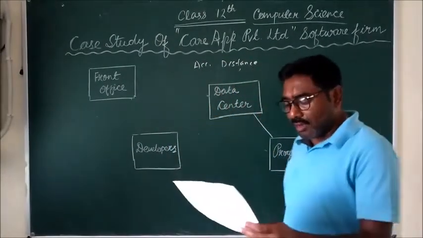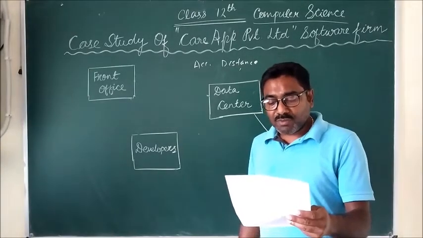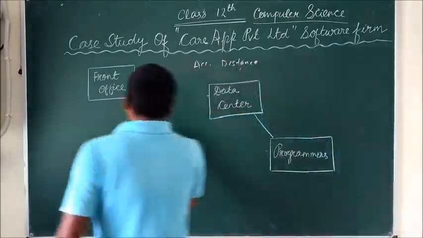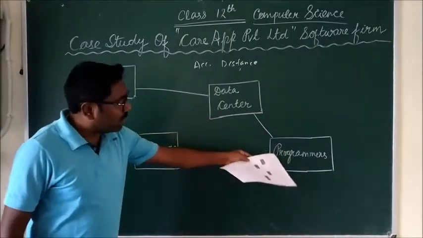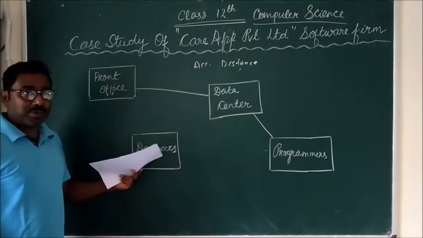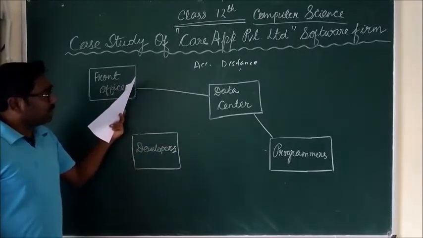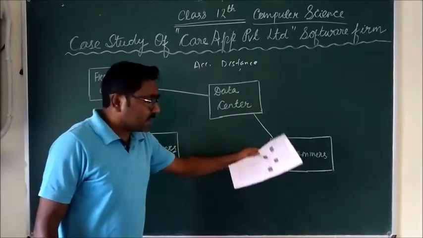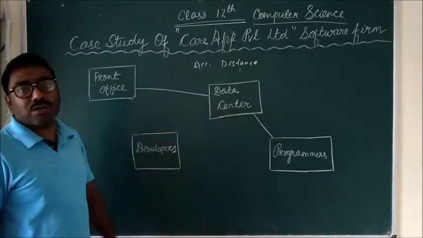Then the next minimum distance is 60 meters, that is between the front office and the data center. So we are connecting the front office with the data center now. Now these 3 blocks are connected. We have only one block left, that is the developers block. If the developers block is connecting with the front office, then also it establishes the complete network. If it is connecting with the programmers, then also the complete setup will appear. If it is connecting with the data center, then also the complete setup will appear.